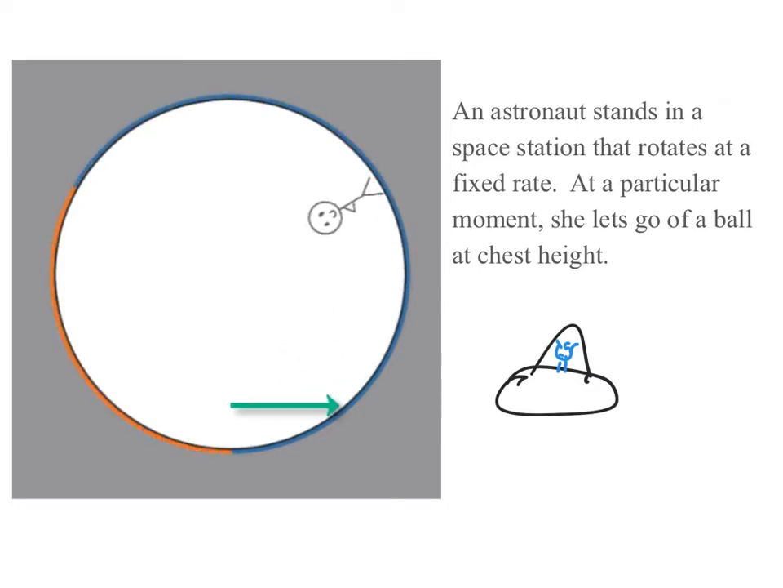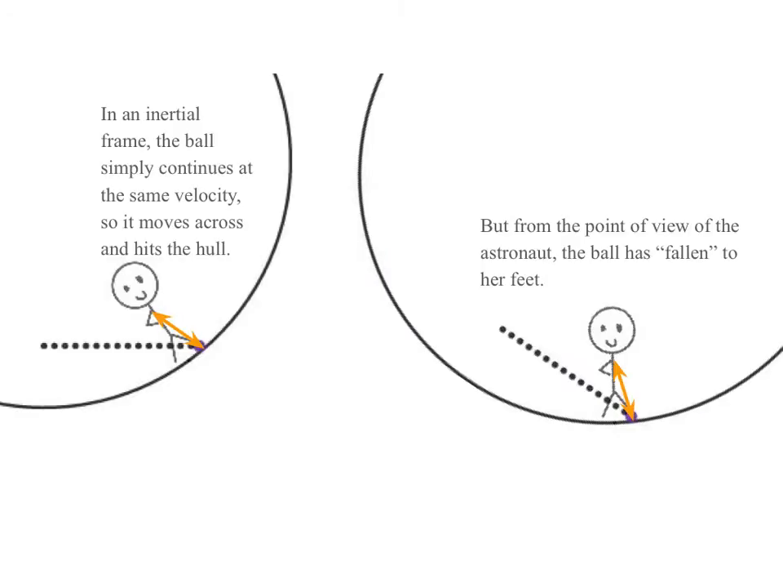But it's very different from her viewpoint. Her brain doesn't really believe that she's accelerating. Our brains never do. And so she sees something different. In the inertial frame, the ball simply continues at the same velocity, traveling in a straight line at the same speed, and this lands here. But from her point of view, she's not accelerating, she's not rotating. Instead, she sees the ball fall at her feet. It starts here and ends here, and she says this must be the direction of the force on it.